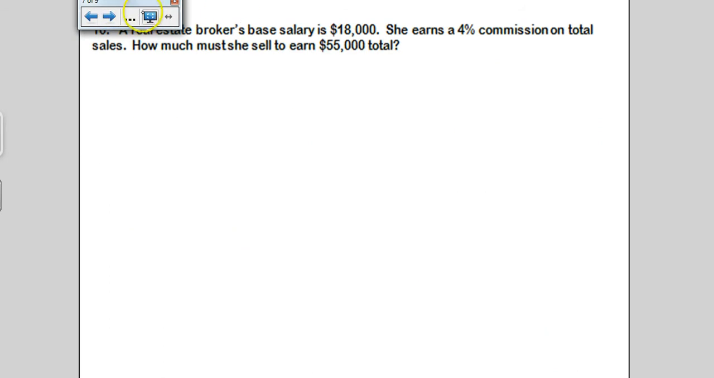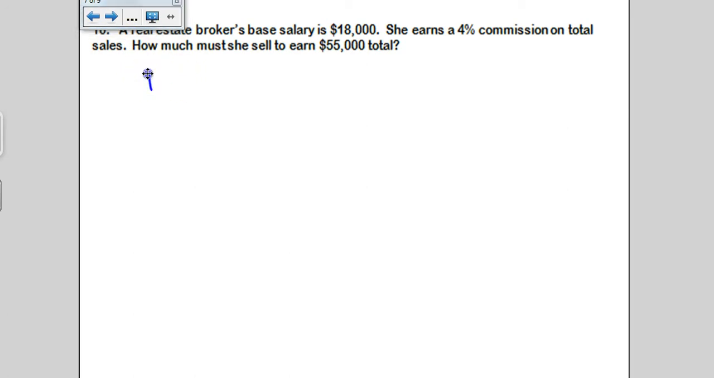Okay, number 7. Speaking of applications, we've got a real estate broker whose base salary is $18,000. She gets a 4% commission on all of her sales. So how much must she earn in order to have $55,000 total? I'm guessing they mean for the year. So we'll set up a little formula.